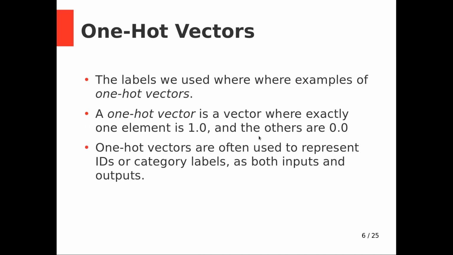So the training input there was an example of a one-hot vector. A one-hot vector is a vector where exactly one element is 1 and everything else is 0, right? So 1, 0, 0, 0. One-hot vectors are often used to represent category labels, that is, the outputs in a classification problem.